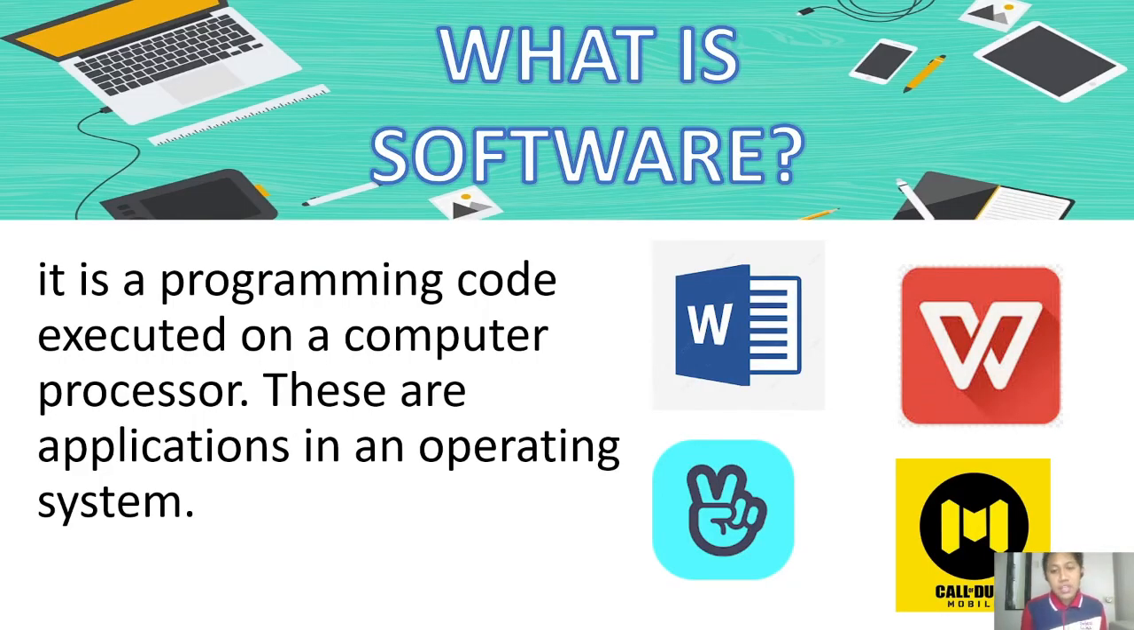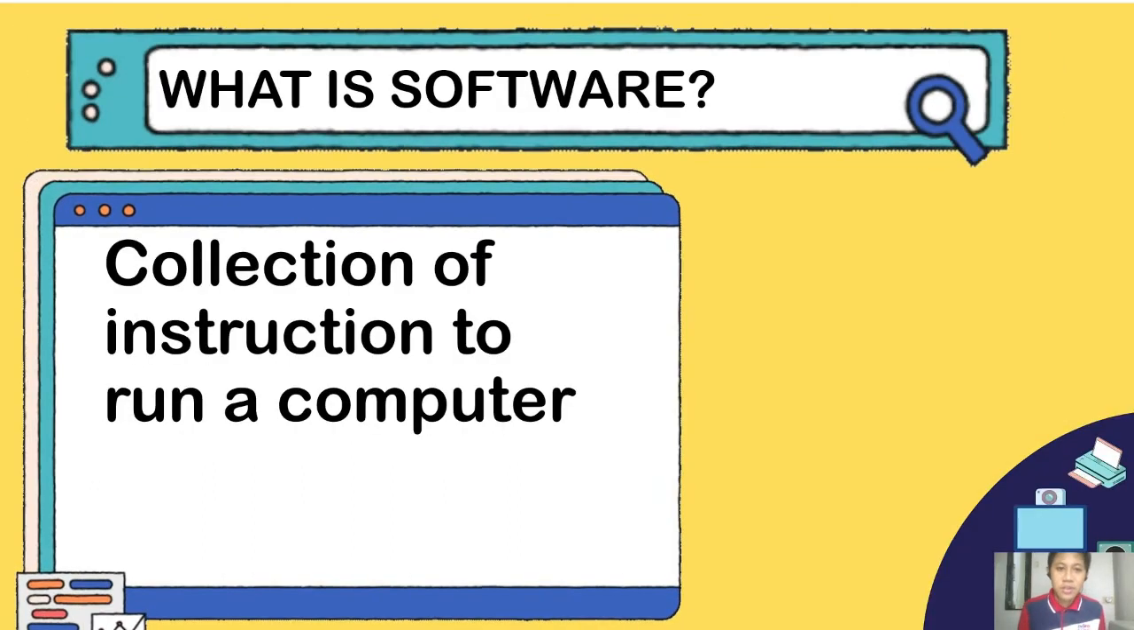Next natin is yung kalahating bahagi ng pagiging computer niya, yung mga software. So, it is a programming code executed on a computer processor. These are applications in an operating system. So, ito yung mga apps, mga word processing natin, mga games. Yan po ay tinatawag nating software. So, isa-isahin natin ang categories ng software, no?